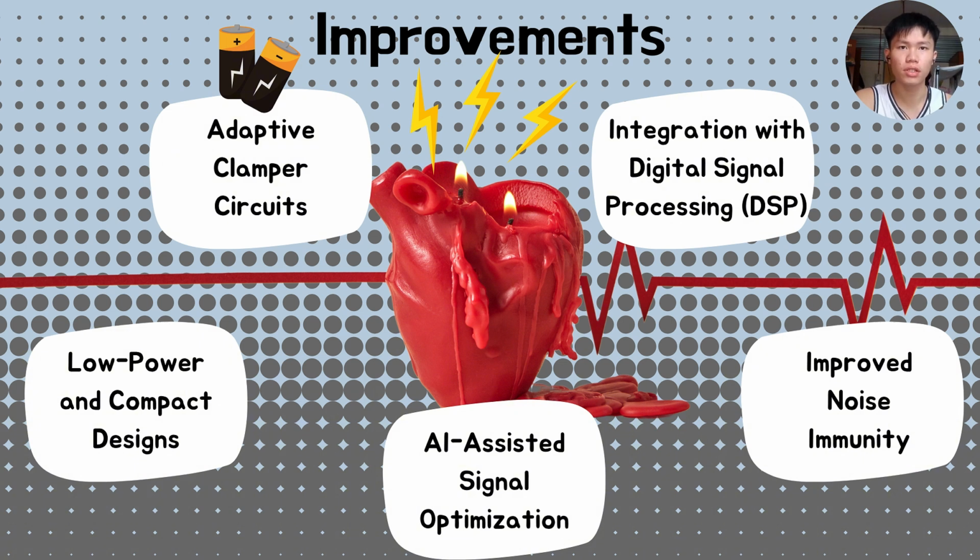The integration with digital signal processing, also known as DSP, can combine analog clamping with digital baseline correction for improved accuracy. Besides that, enhancing the noise immunity through advanced filtering and shielding can further reduce interference. In addition, incorporating AI-assisted signal optimization could allow the system to learn and adjust to patient-specific variations such as motion artifacts and electrode impedance changes to ensure more reliable ECG recordings.